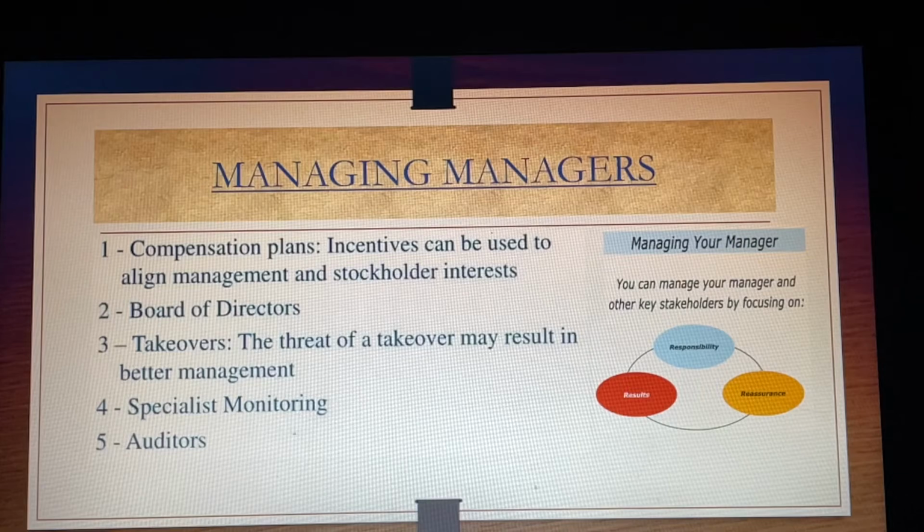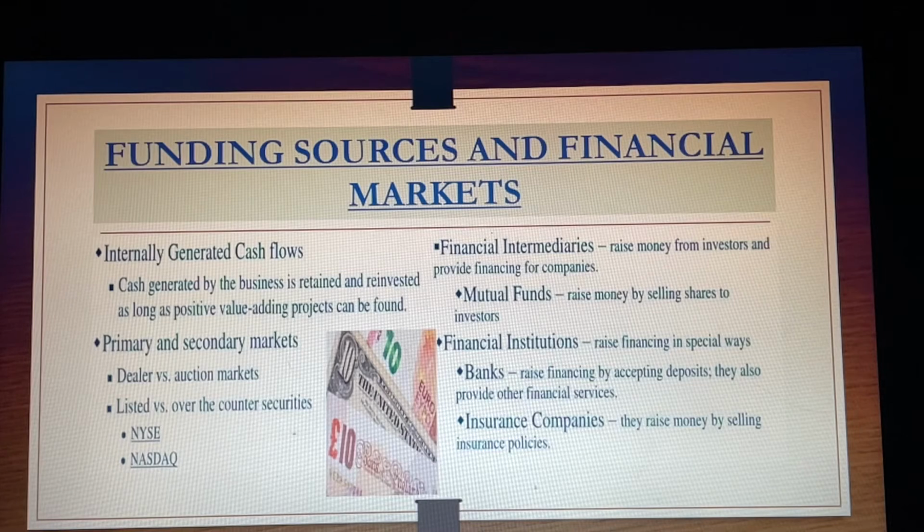So next slide is the funding source and financial markets. Here we have the internally generated cash flows, with a short explanation. We have also the primary and secondary markets, like the dealer versus auction markets and others. Then we have the financial intermediaries, which raise money from investors for providing financing for companies. Here we have mutual funds, and financial institutions raising financing in special ways, like the banks and insurance companies.